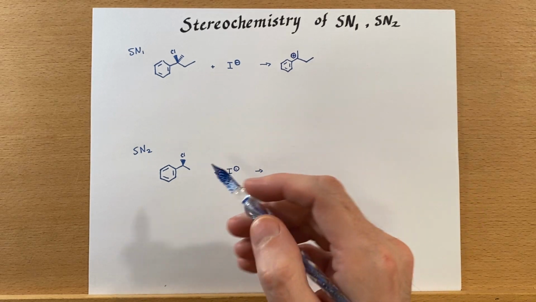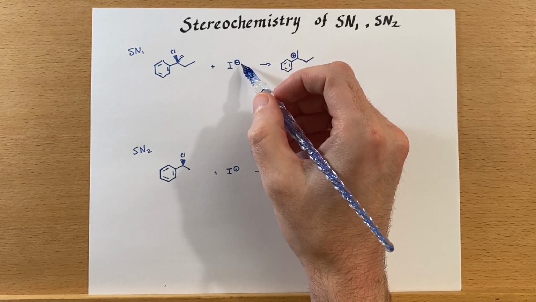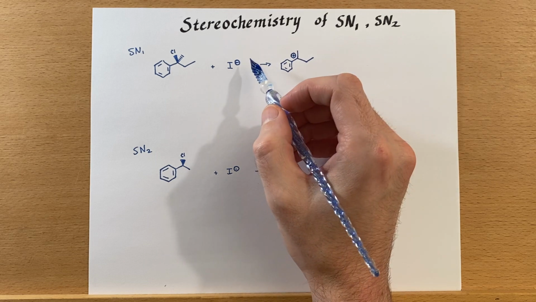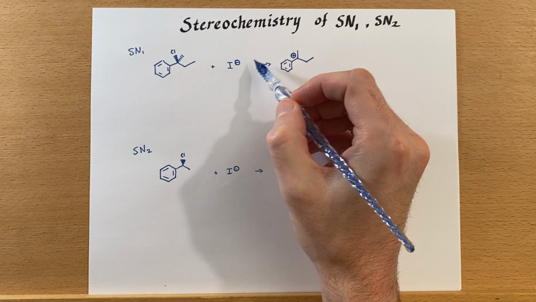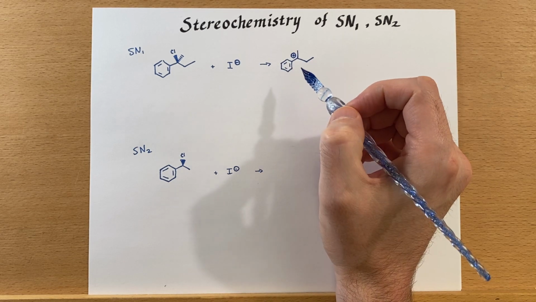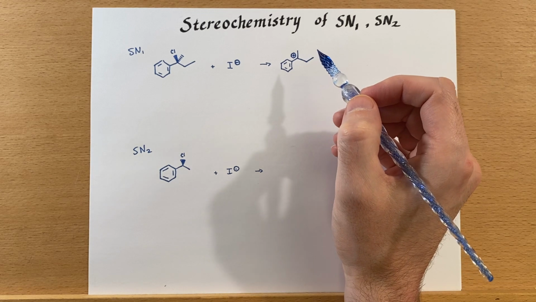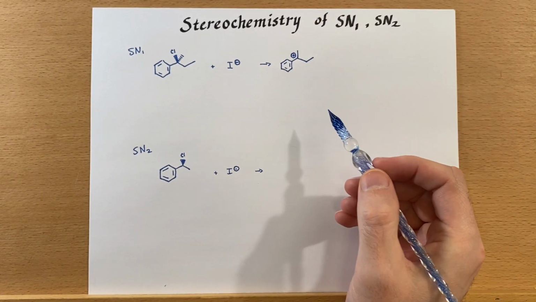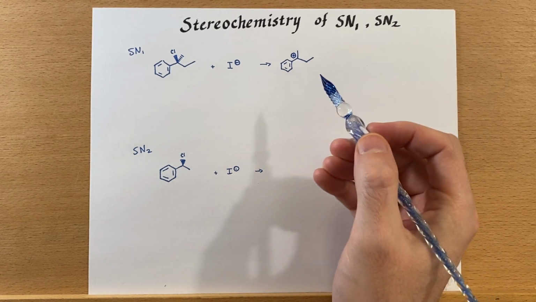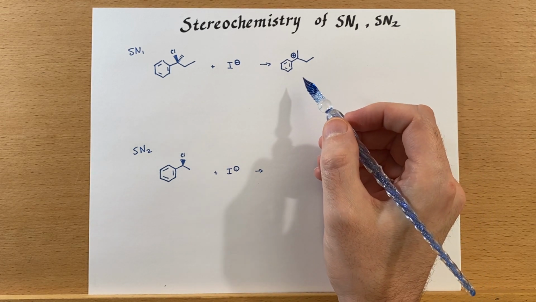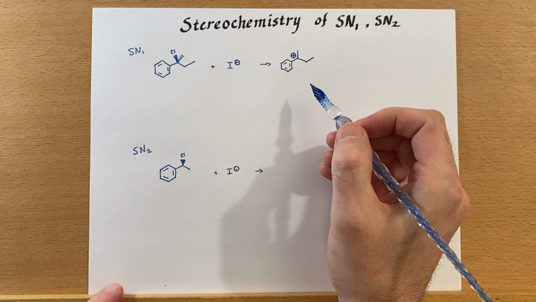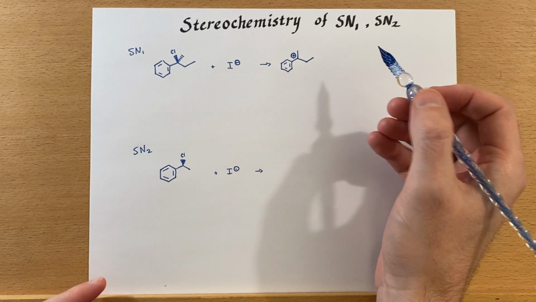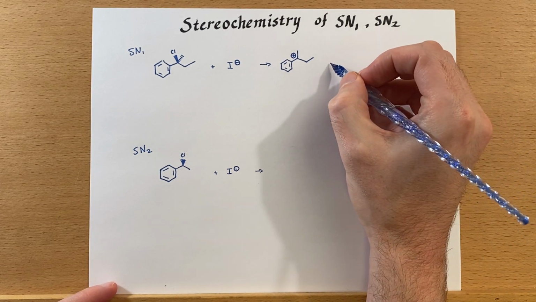Now, what can happen with the iodine? Well, if we're drawing a mechanism, we're going to draw that the iodine comes and attaches to that carbocation. But it could attach either from this side of the molecule or it could come from the other side of the molecule. And depending on which side it approaches, it will make different products.